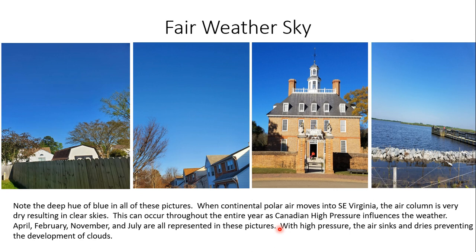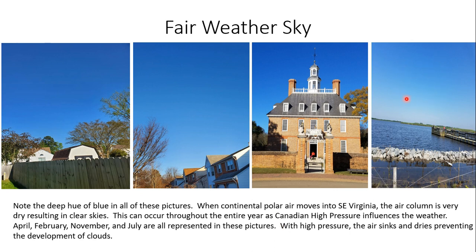We have strongly sinking air motion in the vertical in the atmosphere. Usually these are associated, when you get no clouds in the sky, with this deep blue color. It's associated with continental polar air or even modified continental Arctic air masses. The air column is usually very dry. This can occur throughout the entire year as Canadian high pressure influences the weather. It's most prone to occur during the cooler late fall and winter, like late October, November, December, January, February, even into March. It usually occurs most frequently then, but it can occur during other times, like this last picture, for example.